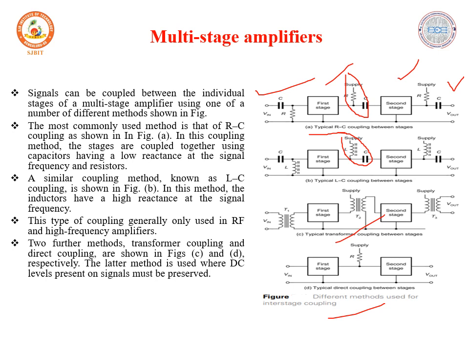Then the third one is the transformer coupling. So we are going to consider a transformer between the two stages. The fourth one is direct coupling. The output of the first stage is directly applied to the second stage.